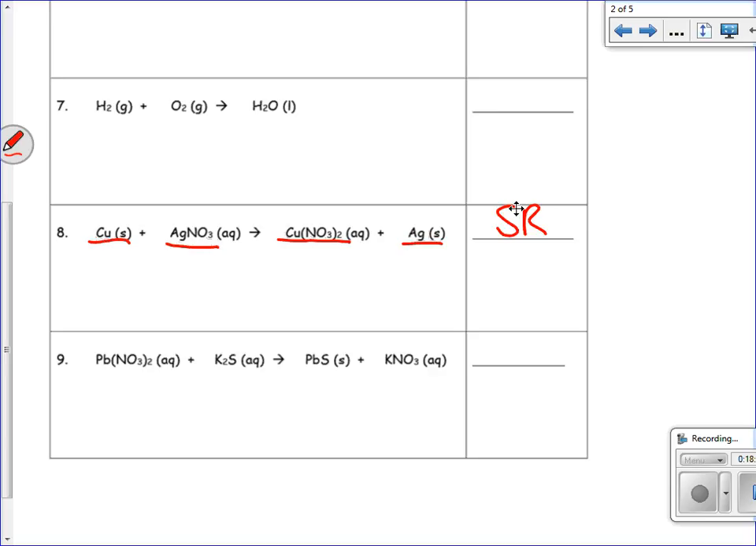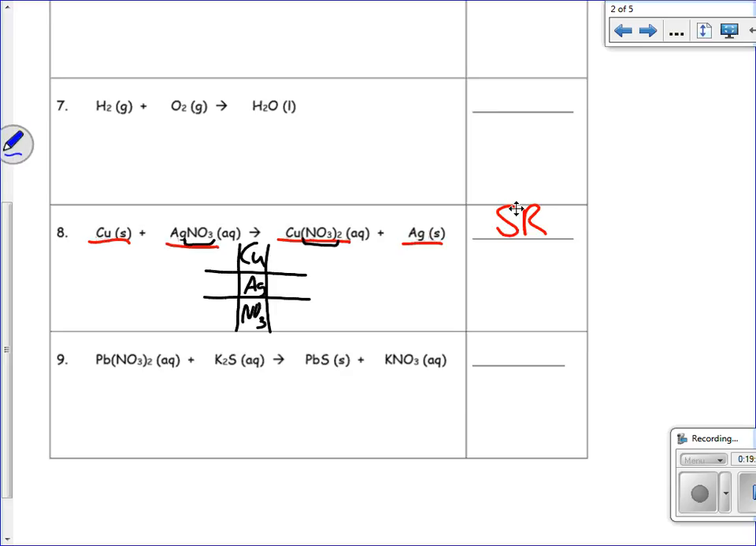Now, when I'm balancing these, if I have a polyatomic on both sides, like so, I can keep them together as a group. I don't have to separate them. It makes it a whole lot easier. So when I do my chart, Cu, Ag, and NO3. I keep the NO3 together because it's on both sides. I'm allowed to do that. If it's not on both sides, you have to separate it into its elements, though. Okay? So let's do our tallies.